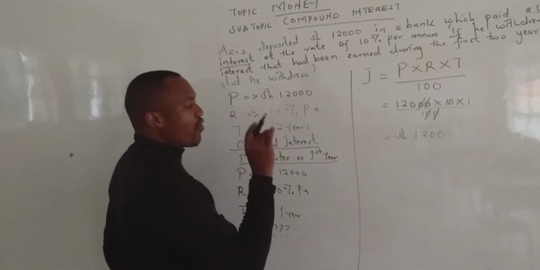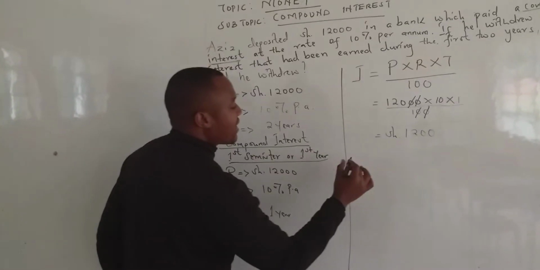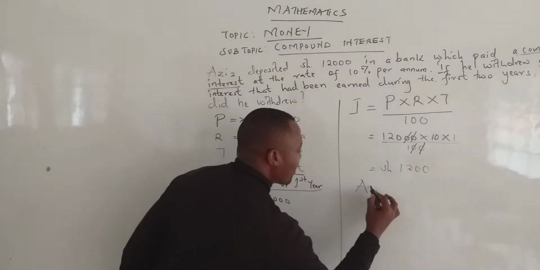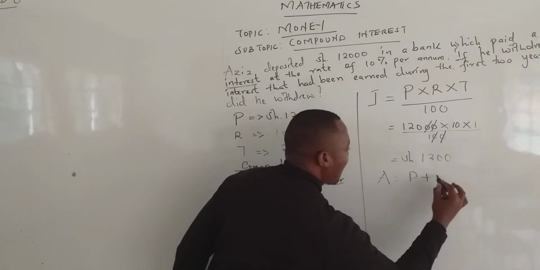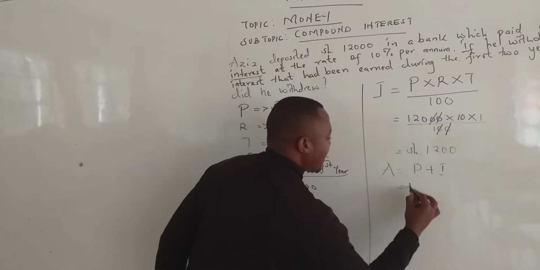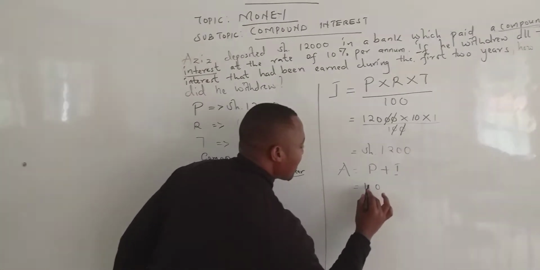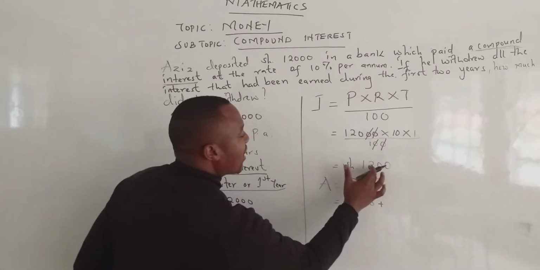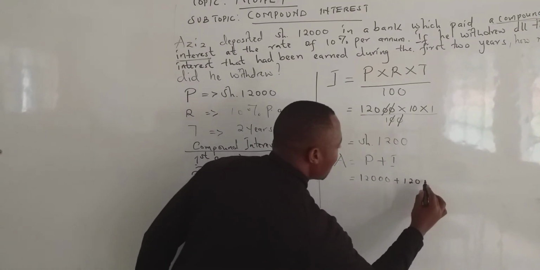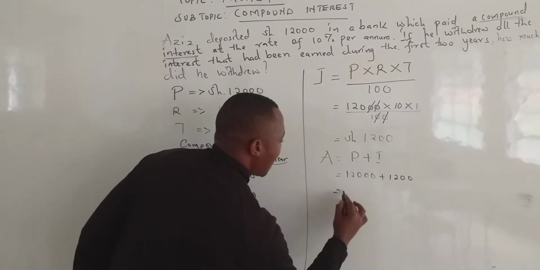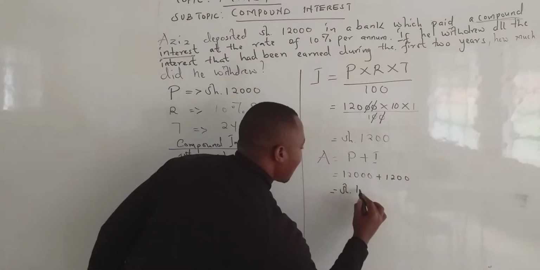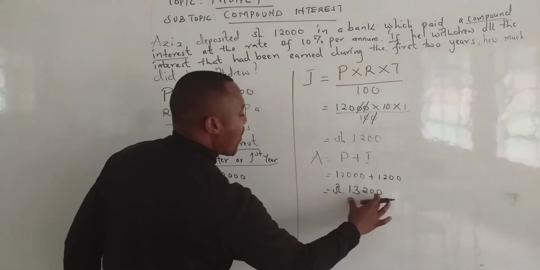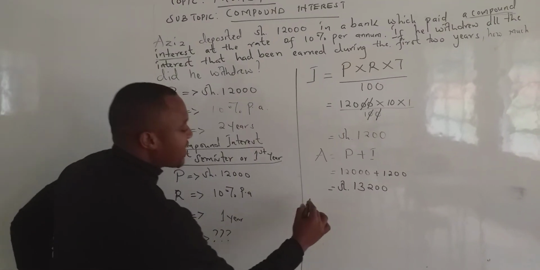So for us to look for the interest for our second semester, we have to find our new principal. And how do we find our new principal? Amount is equal to principal plus interest. Our first principal was 12,000 shillings plus our interest that we have accumulated for our first year, 1,200 shillings. When you add, you get a total of 13,200 shillings.